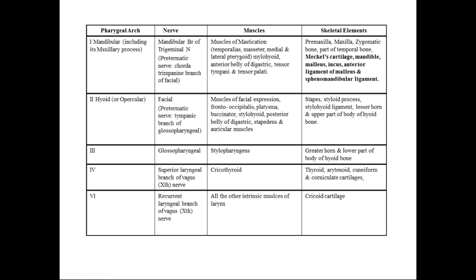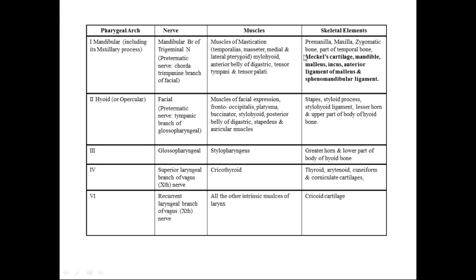So I am repeating again, mnemonic for this is M for mandibular, 2M. First M is for the muscles of mastication, second M is for mylohyoid muscle. 2T, tensor veli palatini, tensor tympani, and 1 anterior belly of digastric.